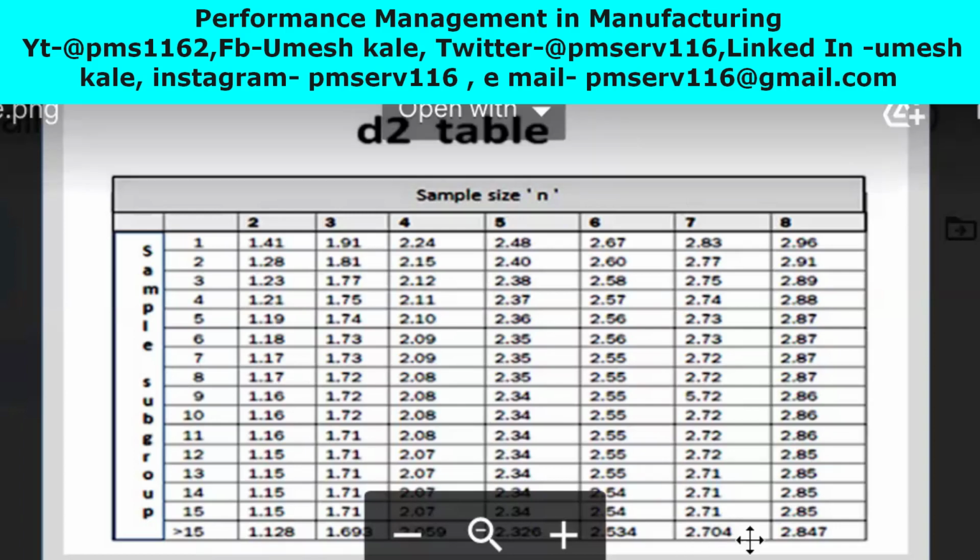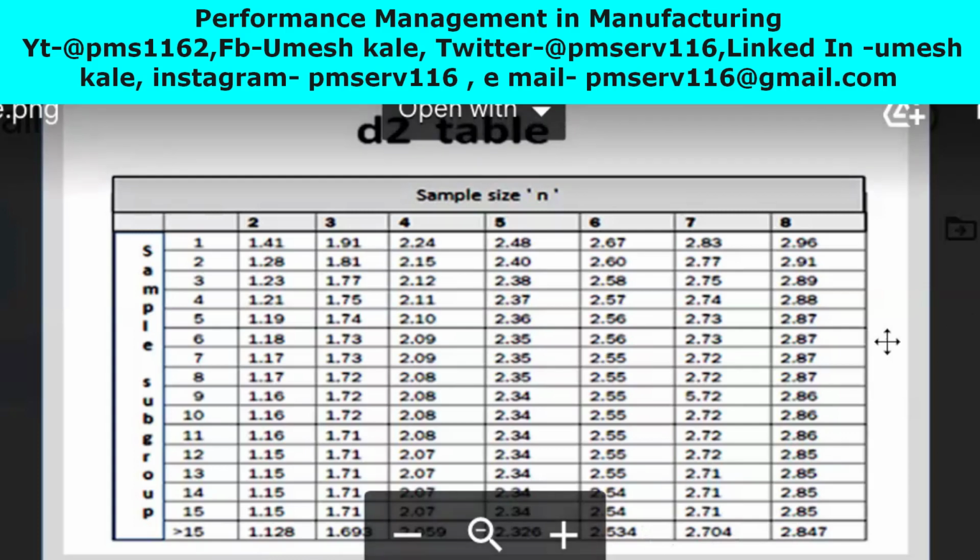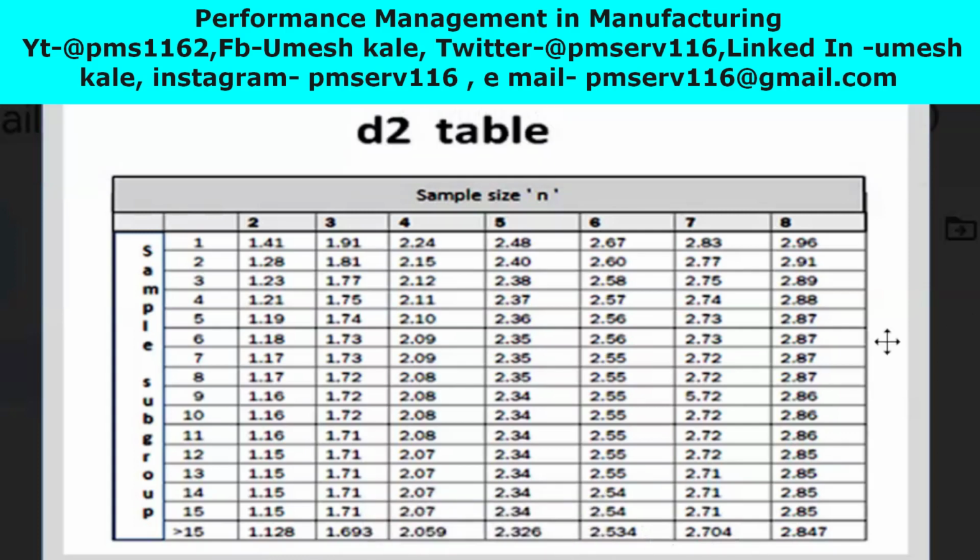In this table, the top row shows the sample size, that is n, and the left column shows the sample subgroups. On the top row, the values shown are 2, 3, 4. These are the samples, meaning if you have two samples in your sample size, 3 samples, 4 samples, 5 samples. For our study, we will consider 5 samples, meaning one set of the sample is 5 numbers.